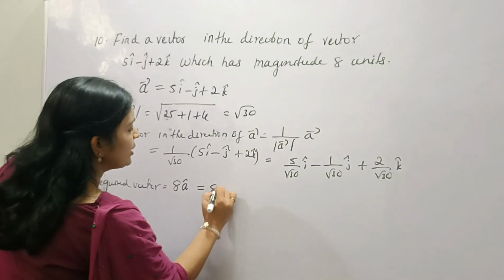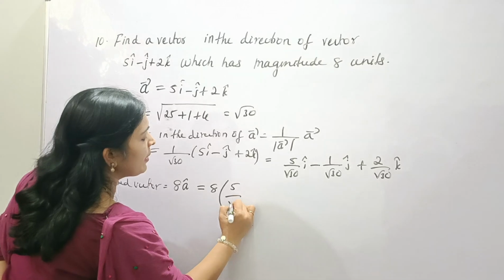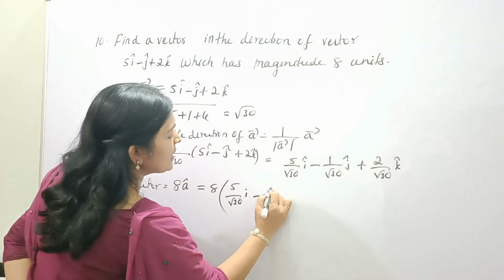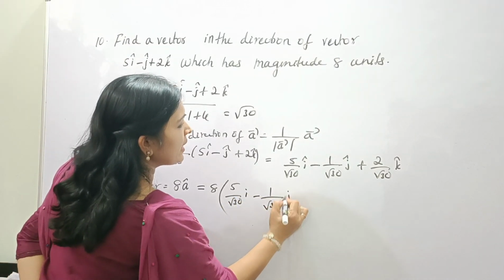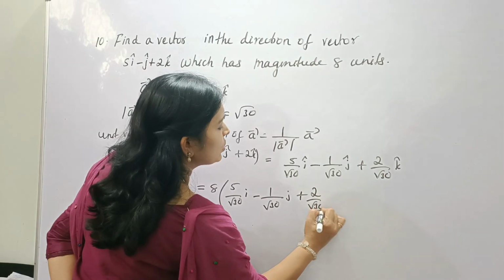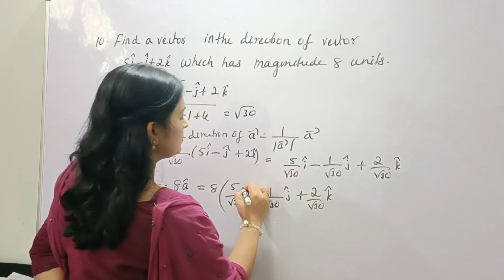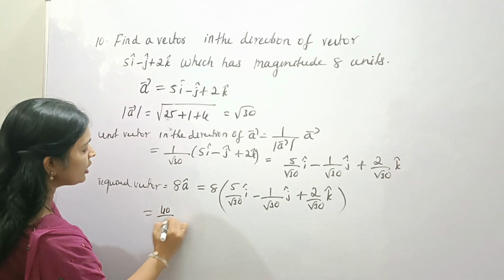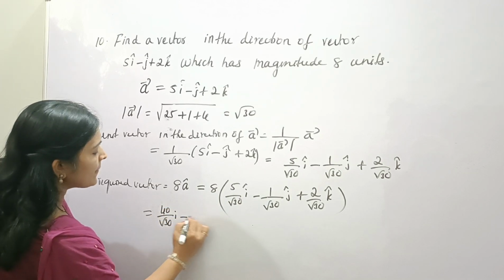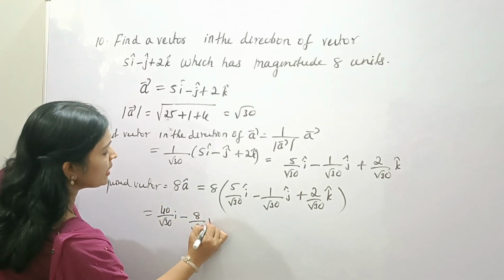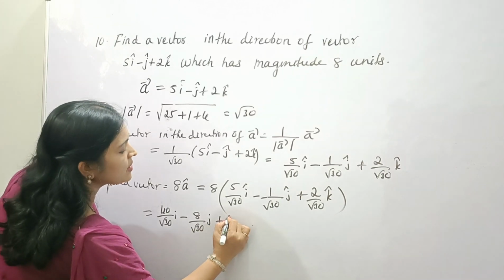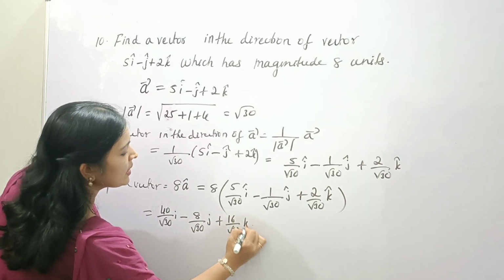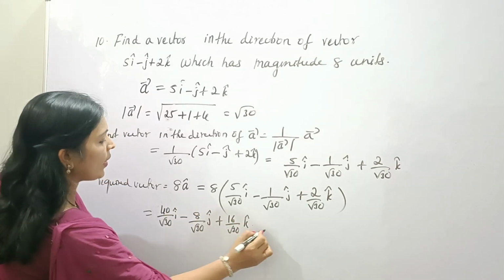That is 8 into 5 divided by root 30 i minus 1 by root 30 j plus 2 by root 30 k. That is equal to 8 into 5, 40, 40 by root 30 i minus 8 by root 30 j plus 16 by root 30 k. So it is the required vector.